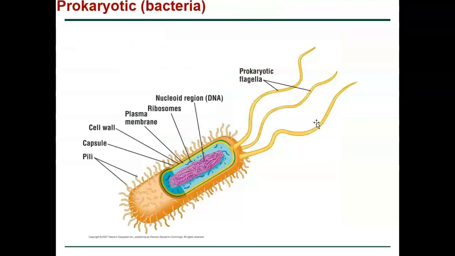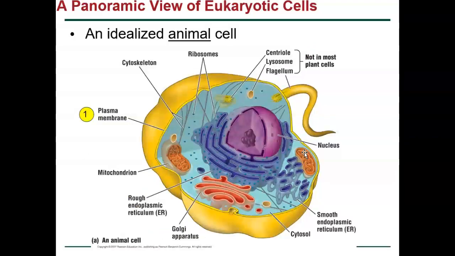So if we look at the prokaryotic bacteria, you can see it does not have a nucleus, but it has this DNA crammed region, but there's no membrane that separates the nucleoid region from the rest of the bacteria. But you can see it also has a plasma membrane, and it also has flagella. We're going to talk about those in a second, and we'll define those later. Okay, so let's look at our eukaryotic cell.